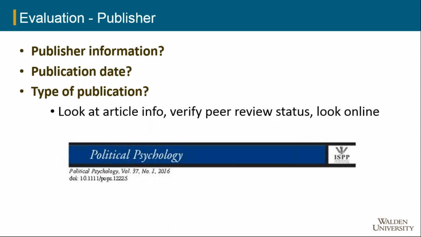All right, so we can also learn about the resource and evaluate it by looking at the publisher. Who is the publisher of this one? This is a journal called Political Psychology. We would want to pay attention, like I already mentioned, to the publication date. That publication date is going to tell us if it's really old, maybe new research has come along that has added to this area, and maybe this is no longer as relevant as it once was.